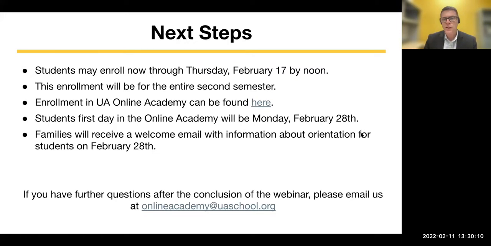The first day for students in the Online Academy would be Monday, February 28th. And then you'll receive a welcome email with information about orientation on the 28th. Depending on your level, you would have different times for elementary, middle, and high school. You would receive that welcome email that would give you all the information you need. That would go to both you and your child. As a parent, you would receive that, and your child will receive that as well.